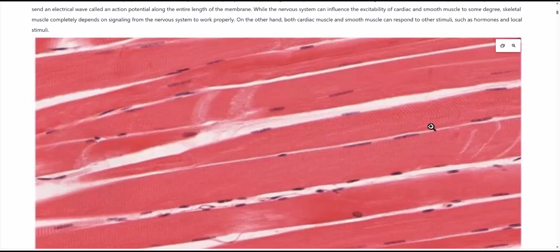We are also noticing that there are many nuclei along the length of that muscle cell, so these are considered multinucleated cells. And we see that they're long, skinny cells that are running way beyond even the view that we're seeing on the screen. In this particular micrograph, we are seeing approximately 1, 2, 3, 4, 5, 6, 7, 8, 9 cells running from left to right across the screen. So that's skeletal muscle.